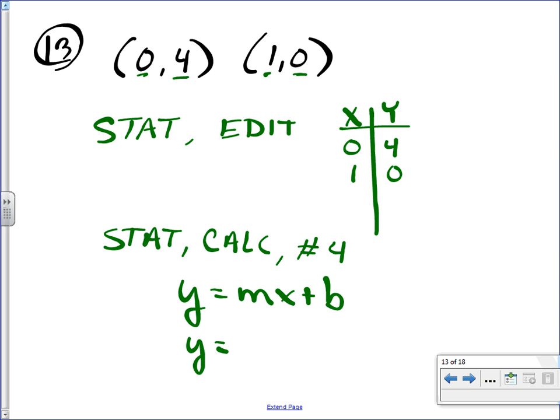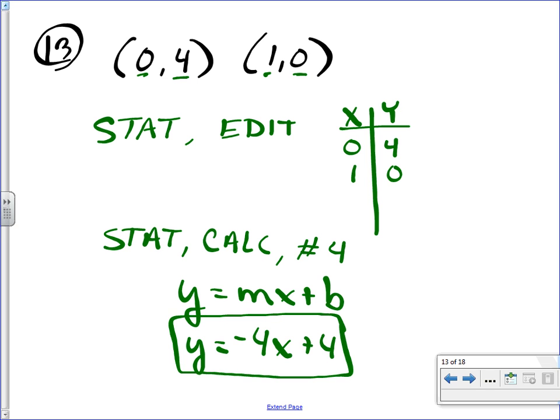In this case, they don't use m and b. They use, I think, a and b. All right, a is the same thing as m. It's our slope. And what number do you get for that one? Negative 4. And you're also getting a second number, the b. The second number is positive 4. So we're looking for the equation that says y equals negative 4x plus 4. That would be choice C.